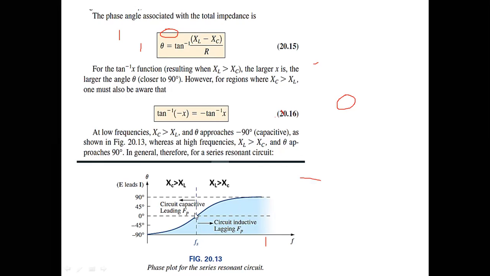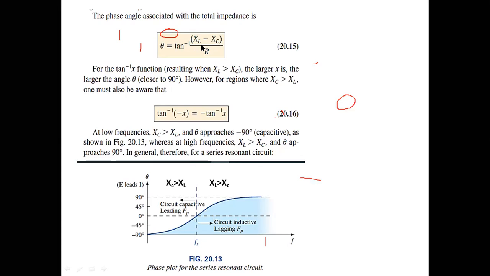Okay, so as XL increases relative to XC, the theta leads to 90 degrees. This is 90 degrees. And if XL is equal to XC, then at this point theta is equal to 0, because when XL is equal to XC, XL cancels out with XC. Let's suppose XL is 10, XC is 10, 10 minus 10 is 0, 0 over R is 0, and tangent inverse of 0 is also 0. So this is 0.